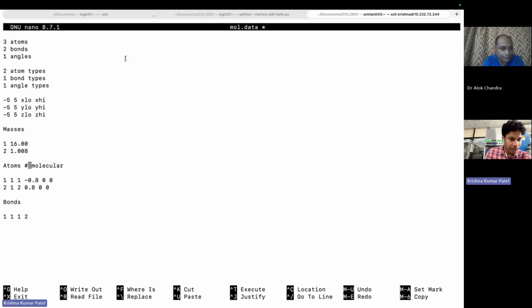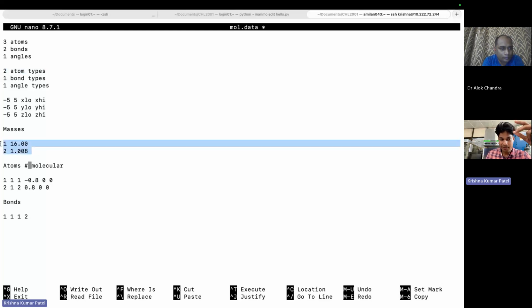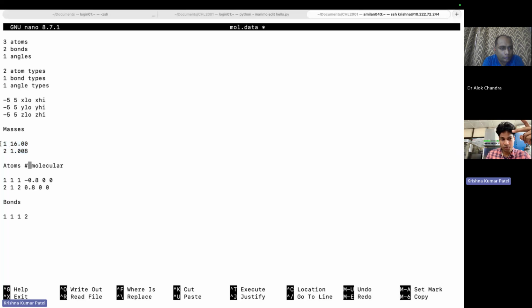You can see at the top we have specified 3 atoms, but we have specified only 2 atom types. Since we have specified 2 atom types, we need to specify mass for both. Atom type 1 will be your oxygen, atom type 2 will be your hydrogen. The second and third atoms are both type 2, so for both of them this mass will be applied. Does that make sense?